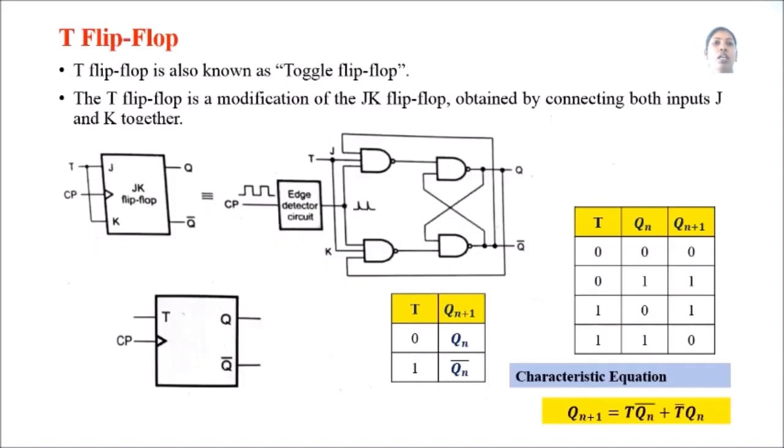Then the last one is the T flip-flop. The T flip-flop is otherwise known as the toggle flip-flop. It is a modification of the JK flip-flop. It is obtained by connecting both inputs J and K together. So T is the input which is given to the connection of both J and K inputs.